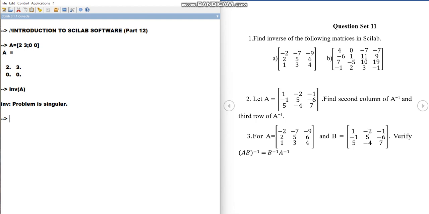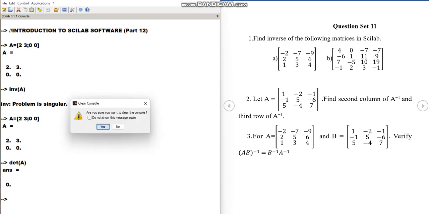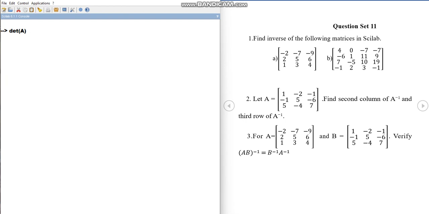So before finding the inverse, it is always necessary to find the determinant of the matrix so that you can see the determinant is 0. So we can write that the determinant is 0, the matrix is singular and the inverse does not exist. So it's always better that before finding the inverse we find the determinant first and then find the inverse of the matrix.